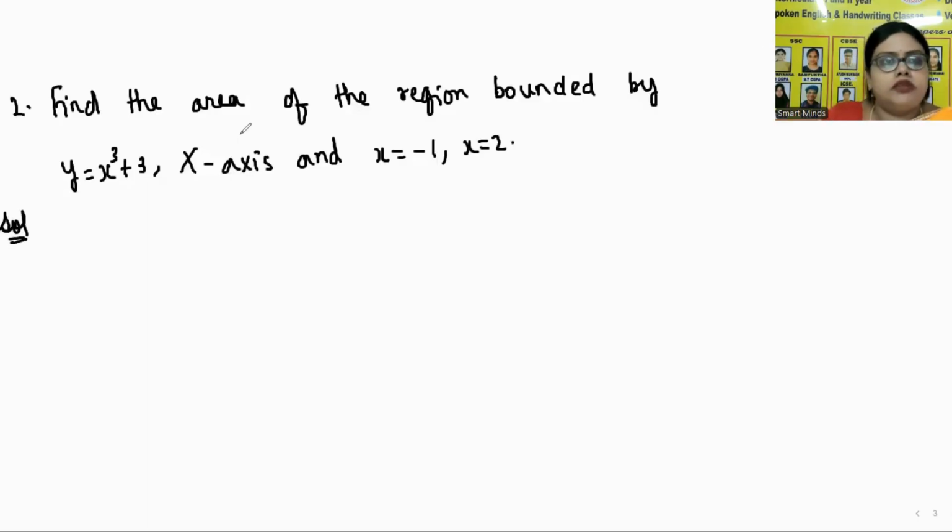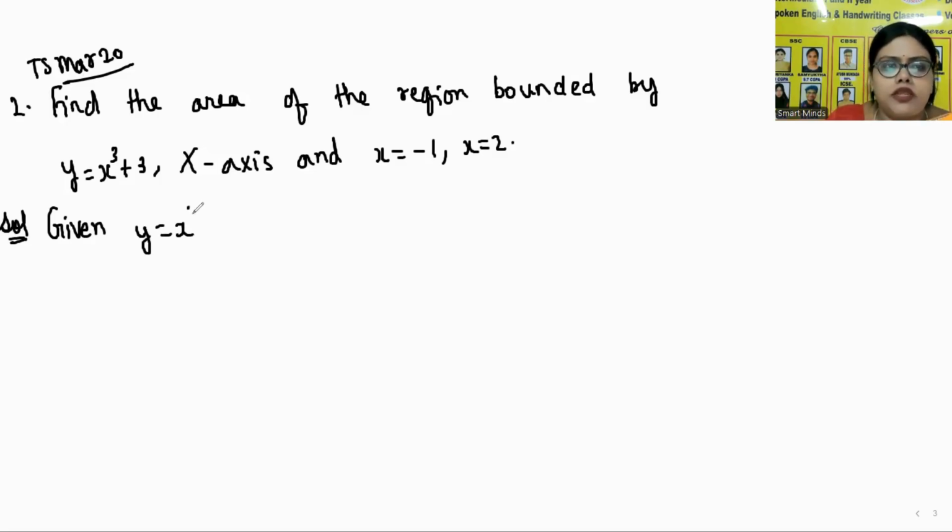Now take the next question. This question last appeared in the TS March 2020 paper. This is also similar to the last one. Find the area of the region bounded by y equals x cube plus 3, x-axis, and x equals -1, x equals 2. So what are the given lines? Given y equals x cube plus 3, x-axis. What is the equation of x-axis? y equals 0, and then x equals -1, x equals 2. These are the given lines.